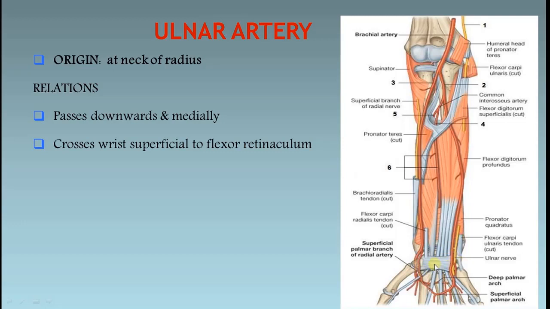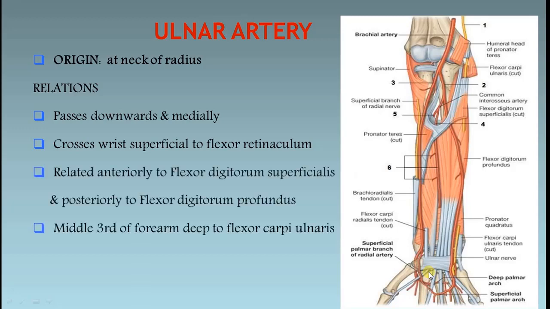So the structures passing above the flexor retinaculum will be, from medial to lateral: flexor carpi ulnaris, ulnar nerve, ulnar artery, palmar cutaneous branch of the median nerve, and palmaris longus tendon. These five structures.